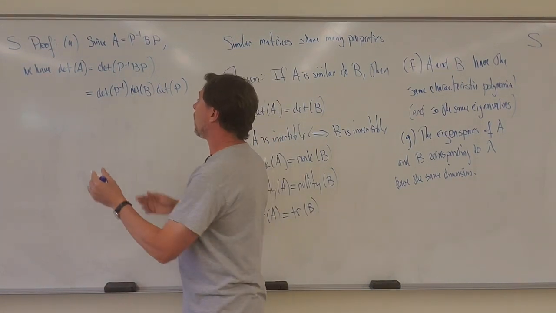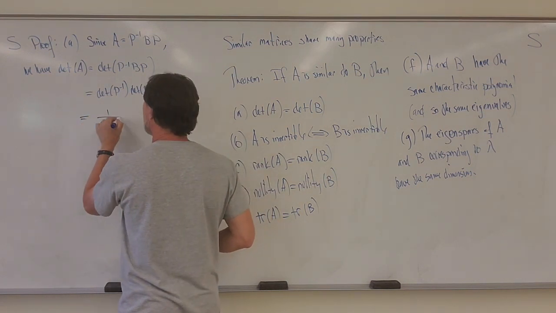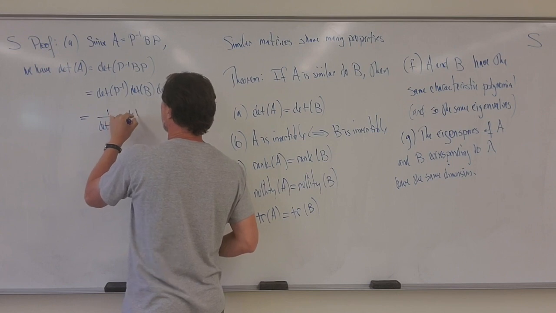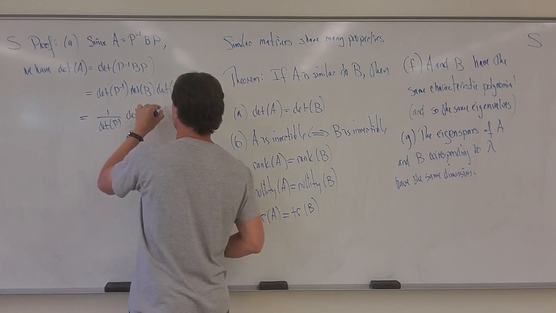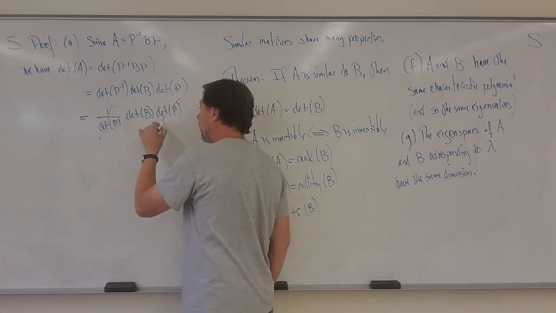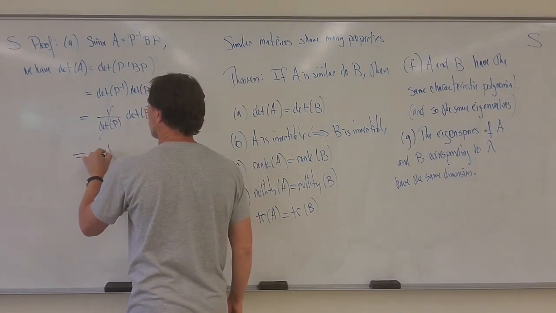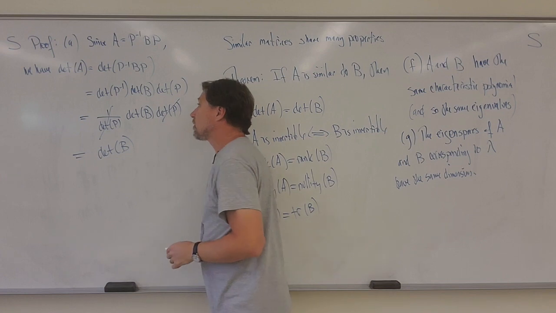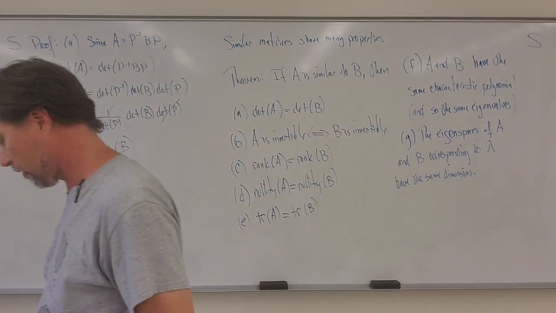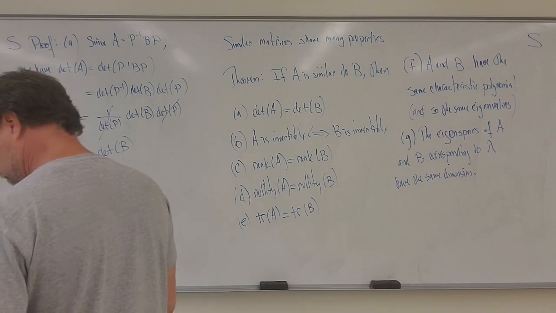So the determinant of P inverse is the reciprocal, right? It's 1 over the determinant of P. All right, so now we have this, and then these two cancel, and so what we're left with is determinant of B. Right? So similar matrices have the same determinant. It's an easy computation to verify that.